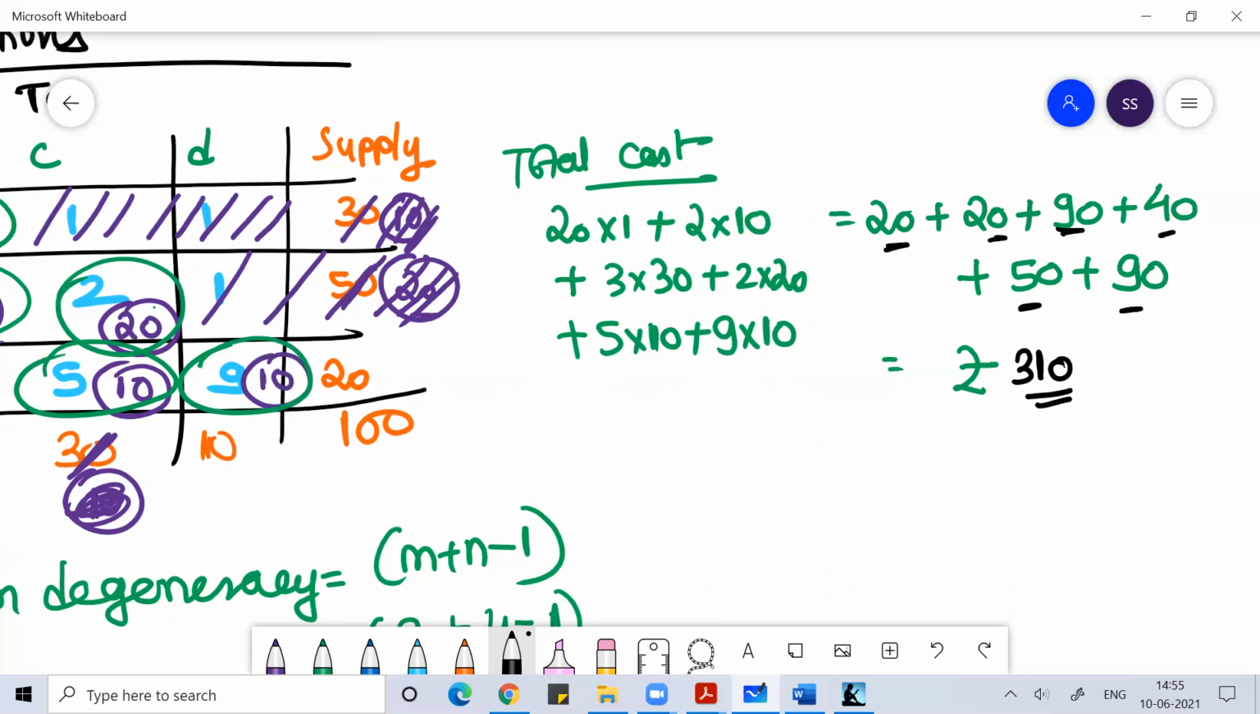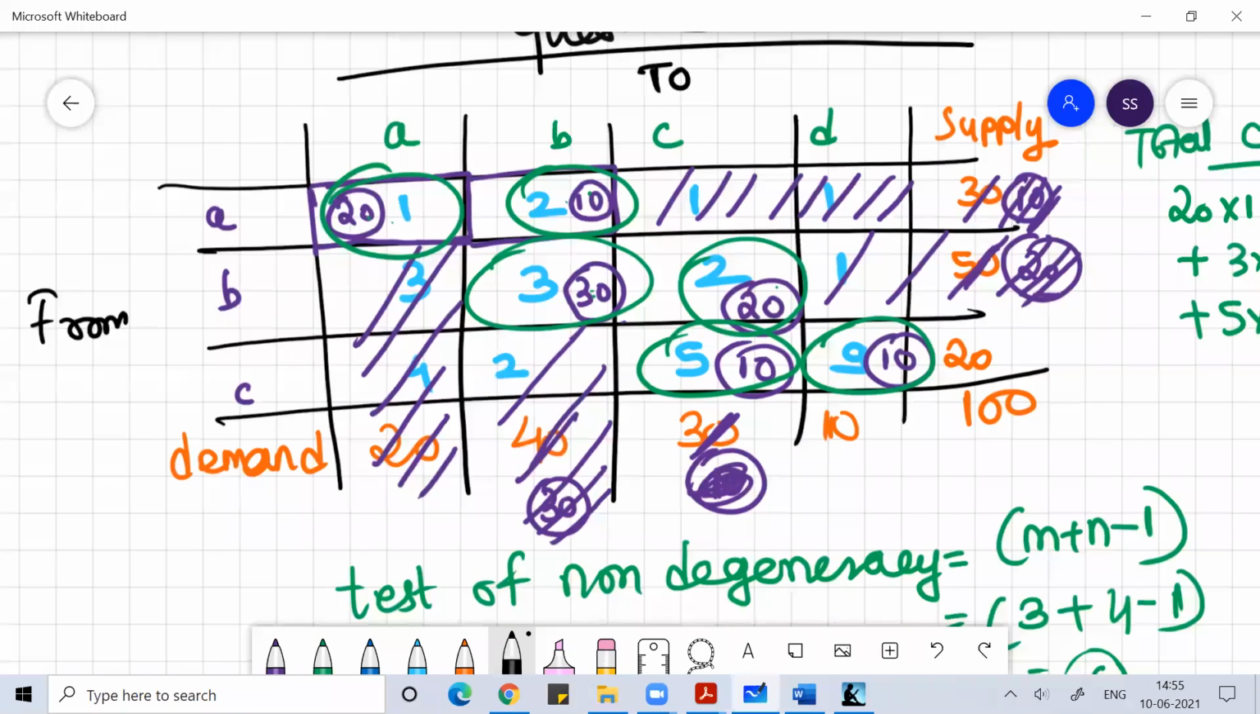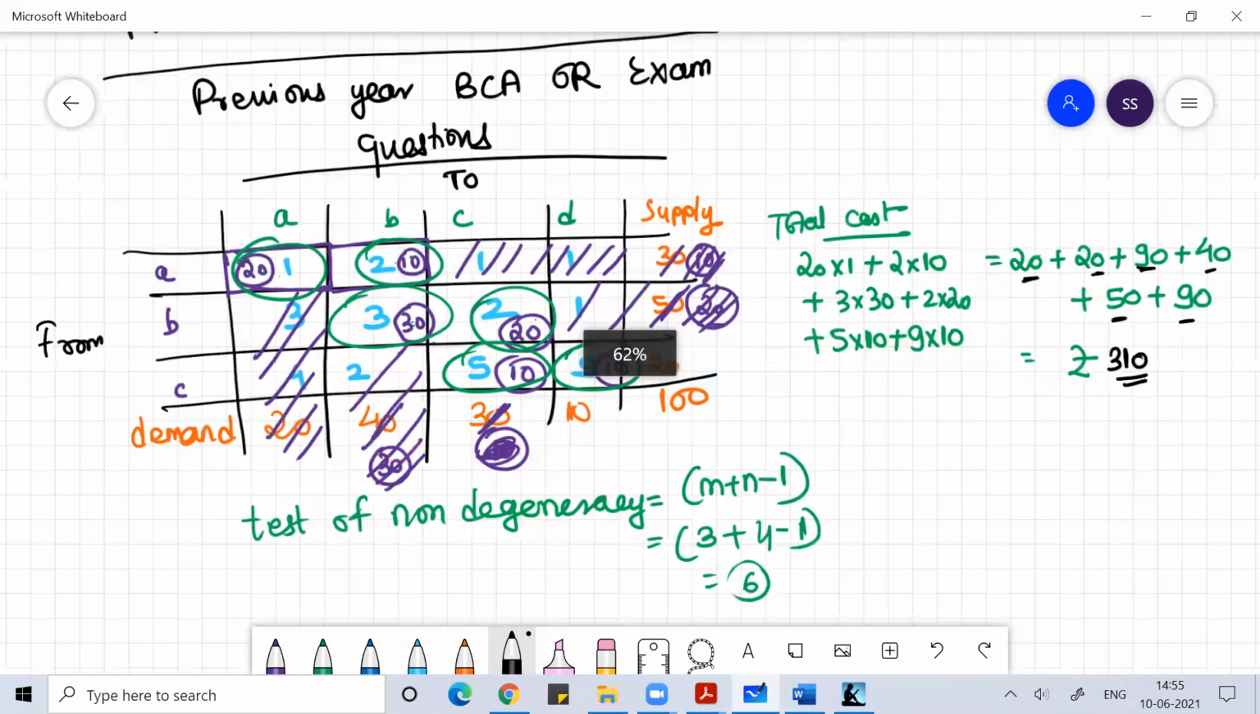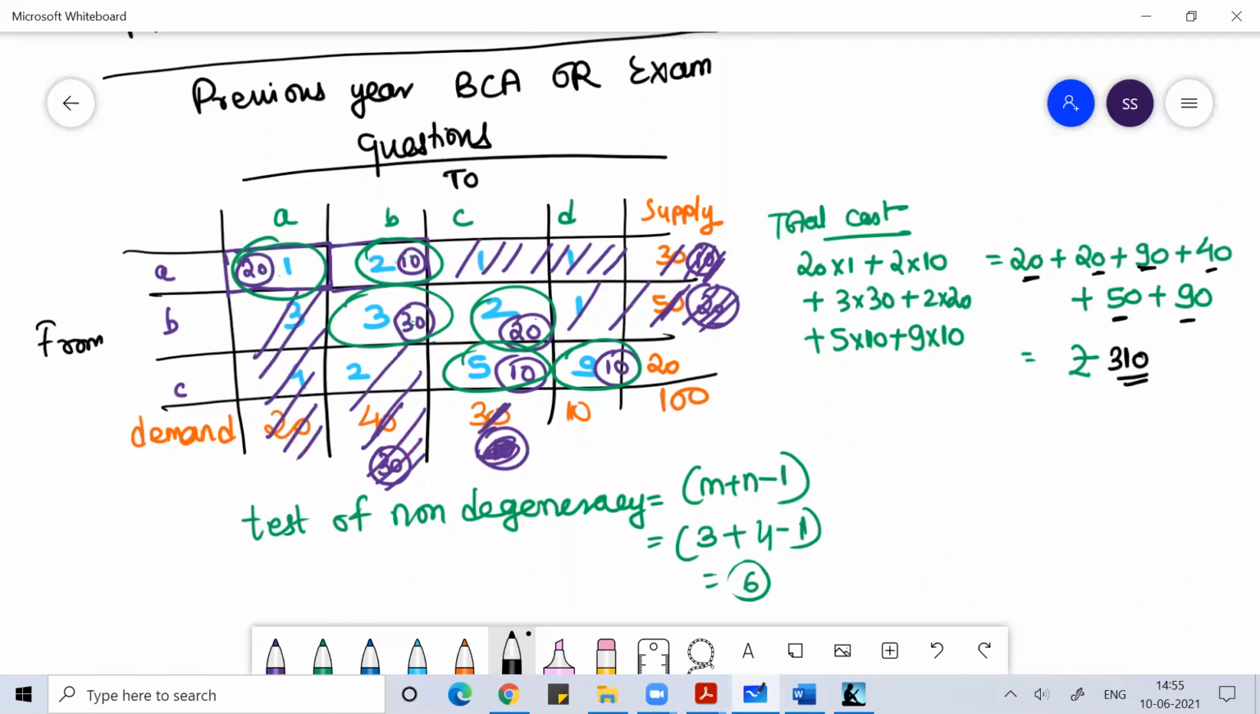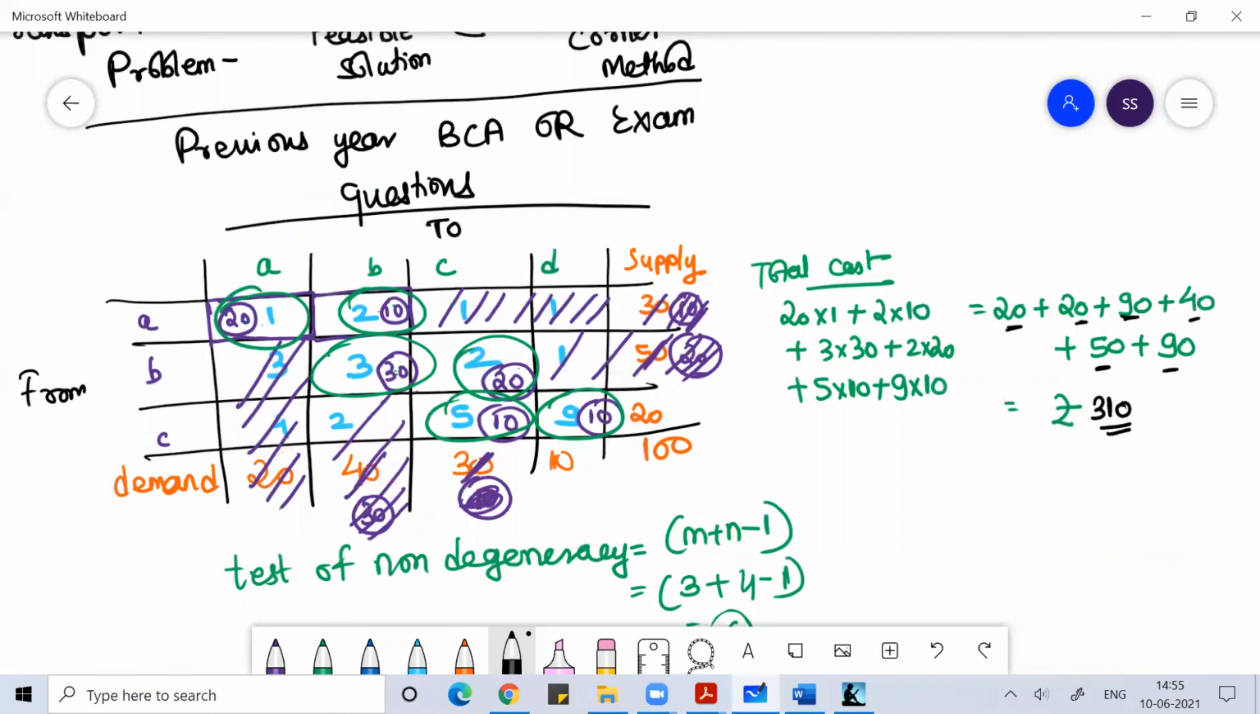This came for 5 marks, done. I hope you understood this. Very easy. Any doubt? Let me know if you have any doubt. We'll only focus on northwest corner method questions. Okay, everyone, we can go to the next question.